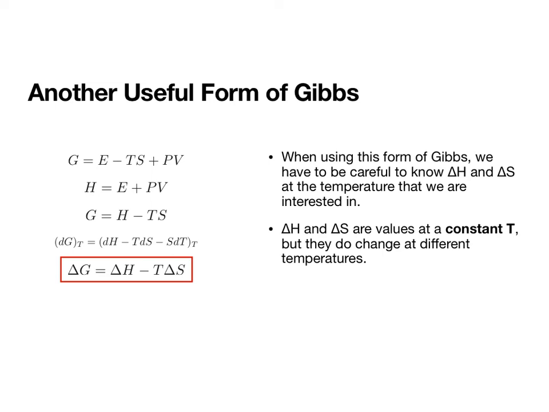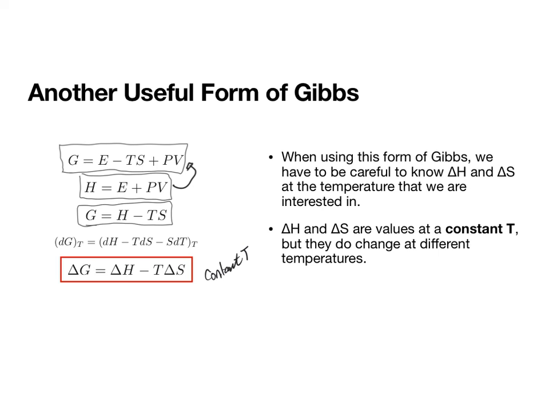Now, another form of Gibbs: we can use this relationship of G equals E minus TS plus PV, and we can also use the relationship that H equals E plus PV. We can combine these two. If we plug this one into here, we get that G is equal to H minus TS. Then at constant T, we can do the full derivation. We have to use the product rule, and we find that delta G is equal to delta H minus T delta S.